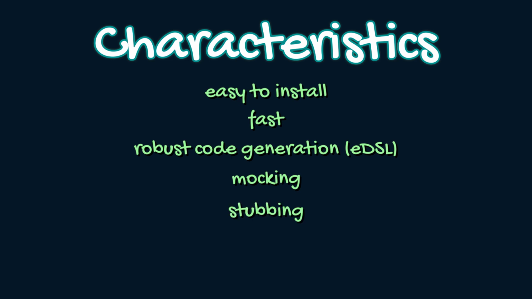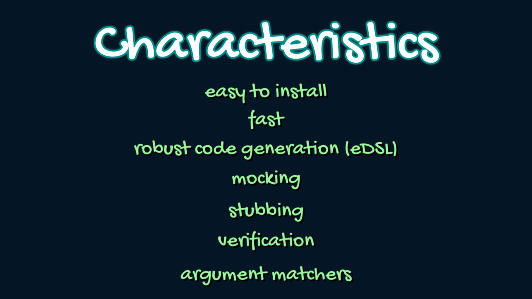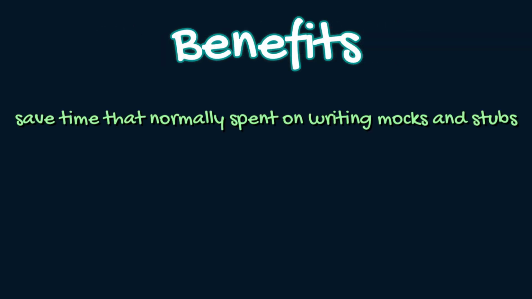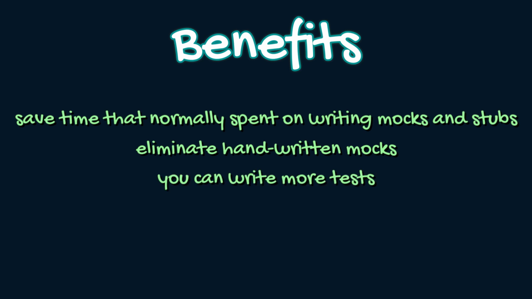Stubbing, you can define a custom value to return when a method is called. Verification, it lets you assert that a mock receives a particular invocation and argument matches. Benefits, Mockingbird saves us a lot of time that normally is spent on writing mocks and stubs. It eliminates handwritten mocks, and of course, you can write more tests.